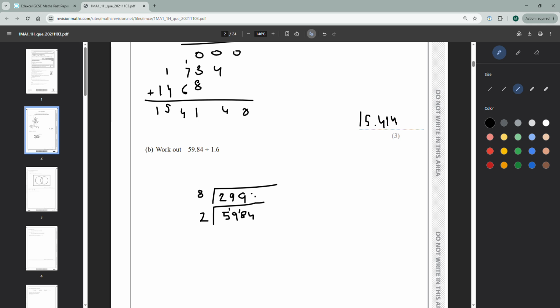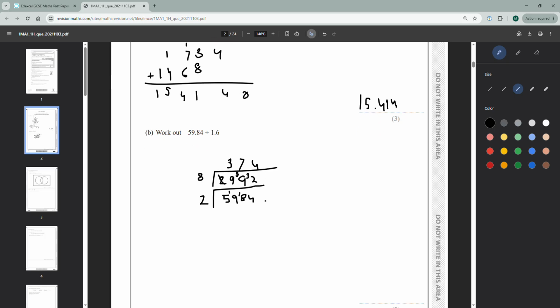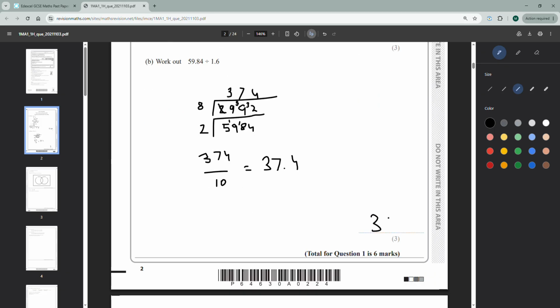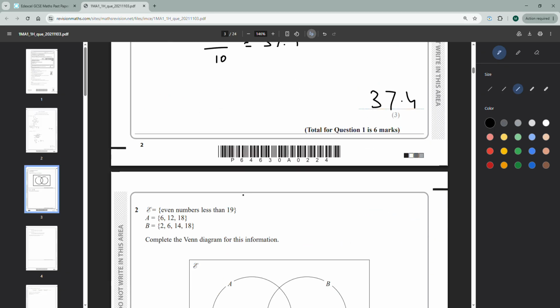Okay, 9. Okay, nothing there. 2. Right, 8 now. Nothing there. So this will be a 3, and then that will be a 5, and we can do 7 and then 3 and then 4. So our answer is 374, but it's not, because we have to divide it by 10, which will give us 37.4, and that is our answer for B. Hopefully, I don't know if it is, probably is.